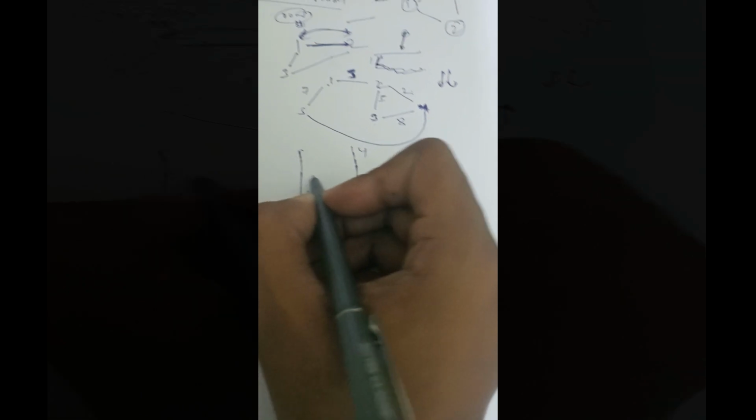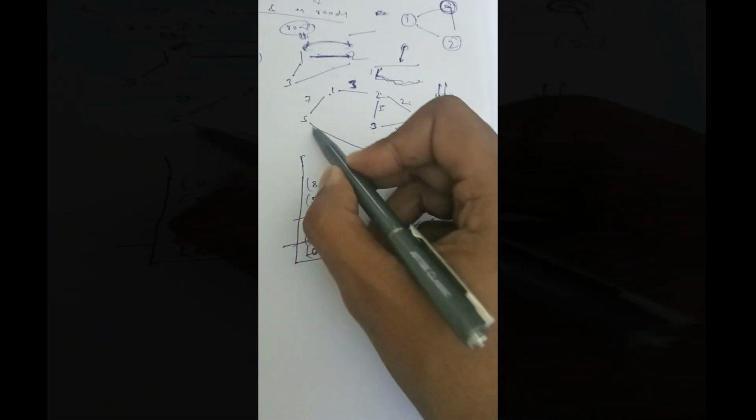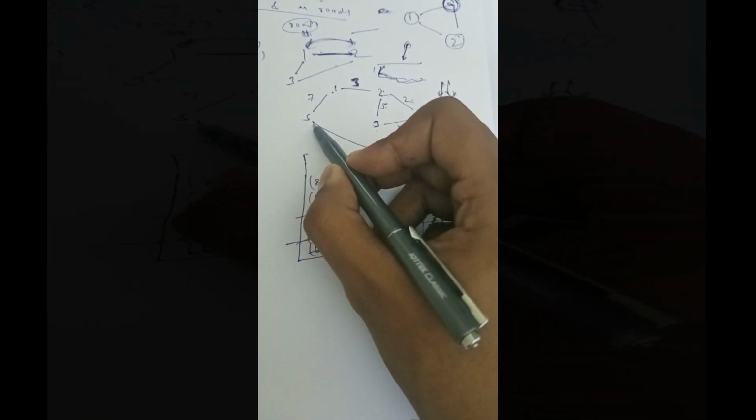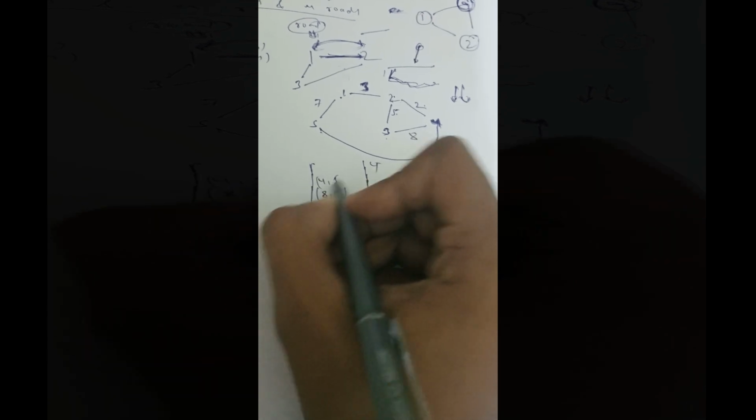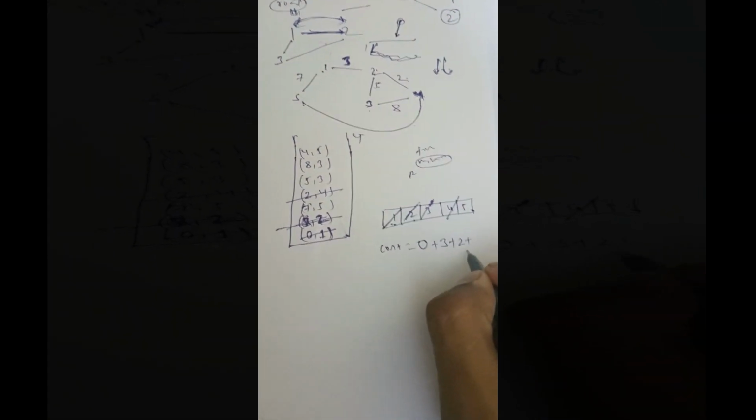It will go to node 3 with distance 8. 4 can also iterate to 5, and it is not visited, so it will iterate to 5 with distance 4. I have already marked 4 as visited. I have added 3 plus 2.